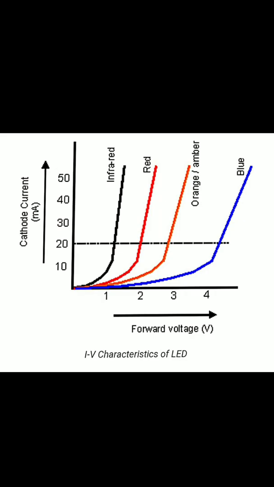It also works in forward bias. Red color we can see, so this one is visible to us. For red, the graph nature will be the same, just the knee voltage will be different for different colors of light. Then the next one is orange, and the maximum deviation is for the blue color of light. So this is the IV characteristics curve for LED.